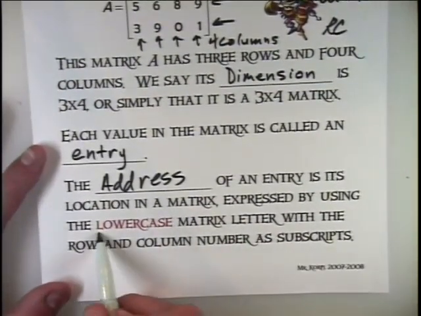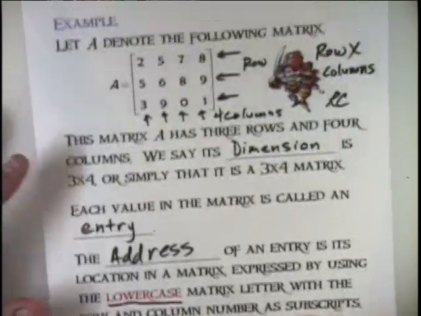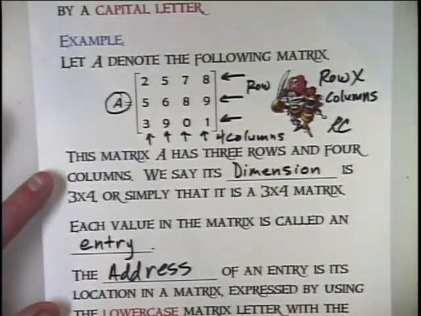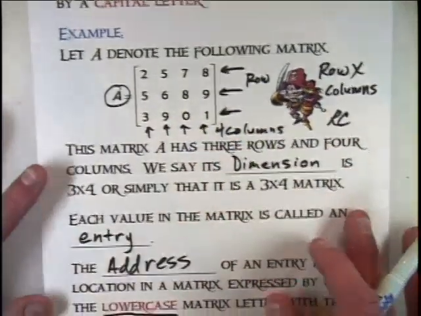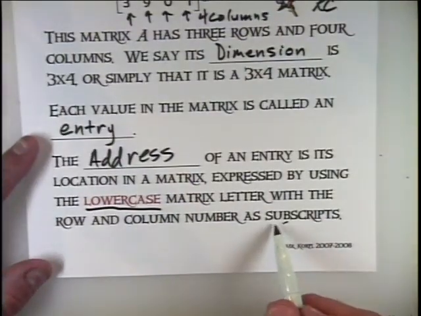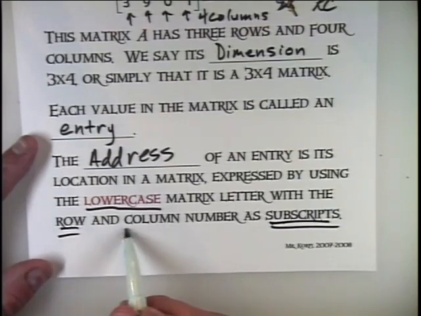Well, first of all, we're going to use the lowercase letter of the capital name of the matrix. So every entry in here is going to have a lowercase a followed by a subscript that is the row, and then the column, and we usually separate it by a comma.